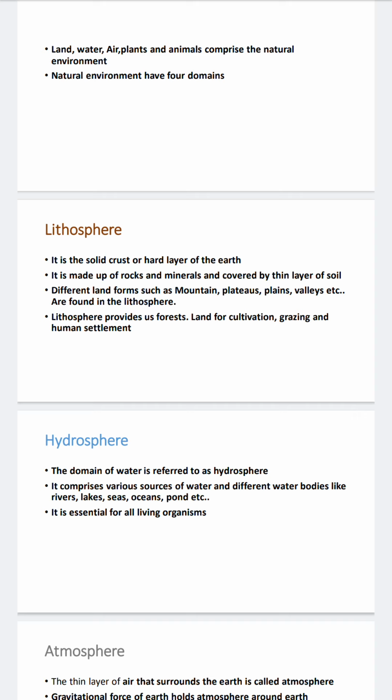The solid crust or hard layer of the earth is called lithosphere. The solid part, or the very hard layer of the earth, is called lithosphere. The earth is made up of rocks and different minerals, and it is covered by a thin layer of soil. Soil is the upper part of the lithosphere.